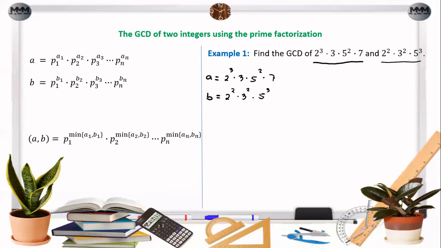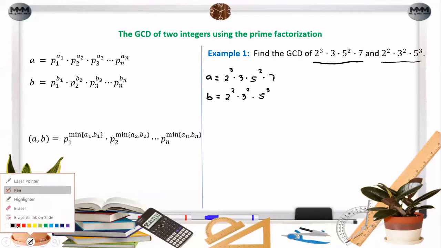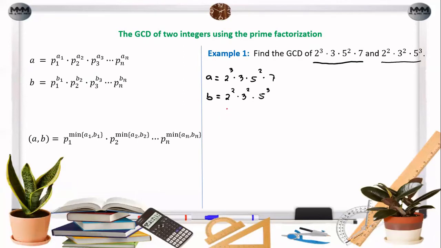Now take note here, P1 is 2, then P2 is 3, and P3 is 5. And we also have here, let us have P4 be 7, because we have a prime 7 here in A, and we have 5 in B.